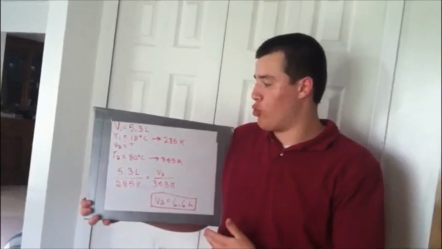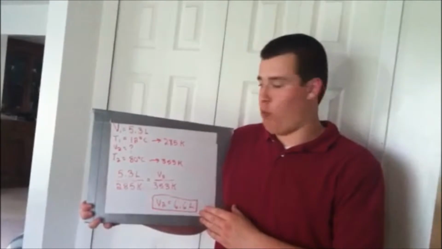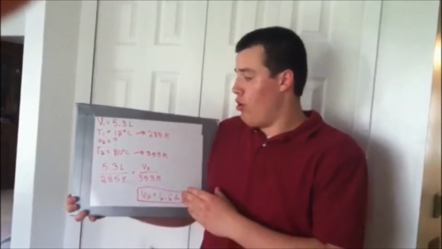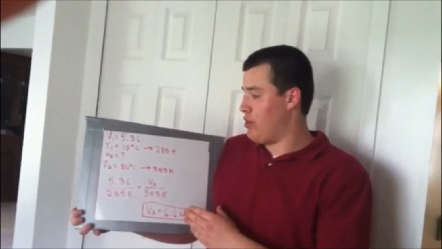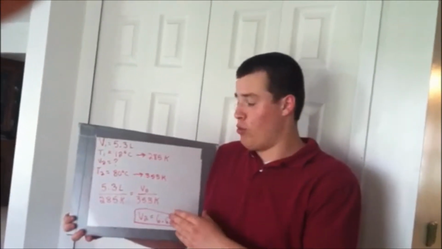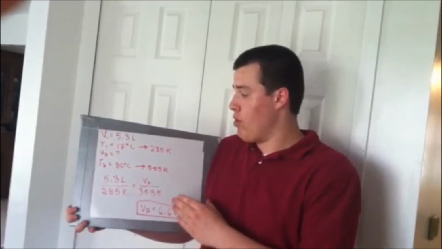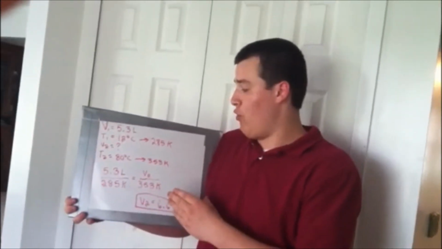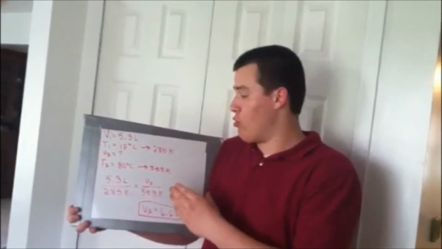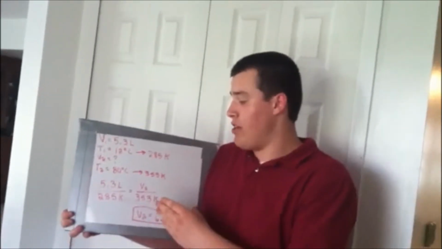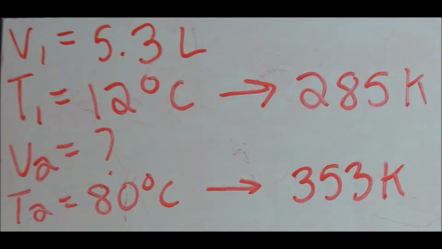Here's a practice problem for Charles' law. You start with the information given to you. We have 5.3 liters as volume 1, 12 degrees Celsius as temperature 1, volume 2 is unknown, and temperature 2 is 80 degrees Celsius. You change the Celsius into Kelvin by adding 273. So 12 degrees Celsius goes to 285 Kelvin, and temperature 2, 80 degrees Celsius, goes to 353 Kelvin.